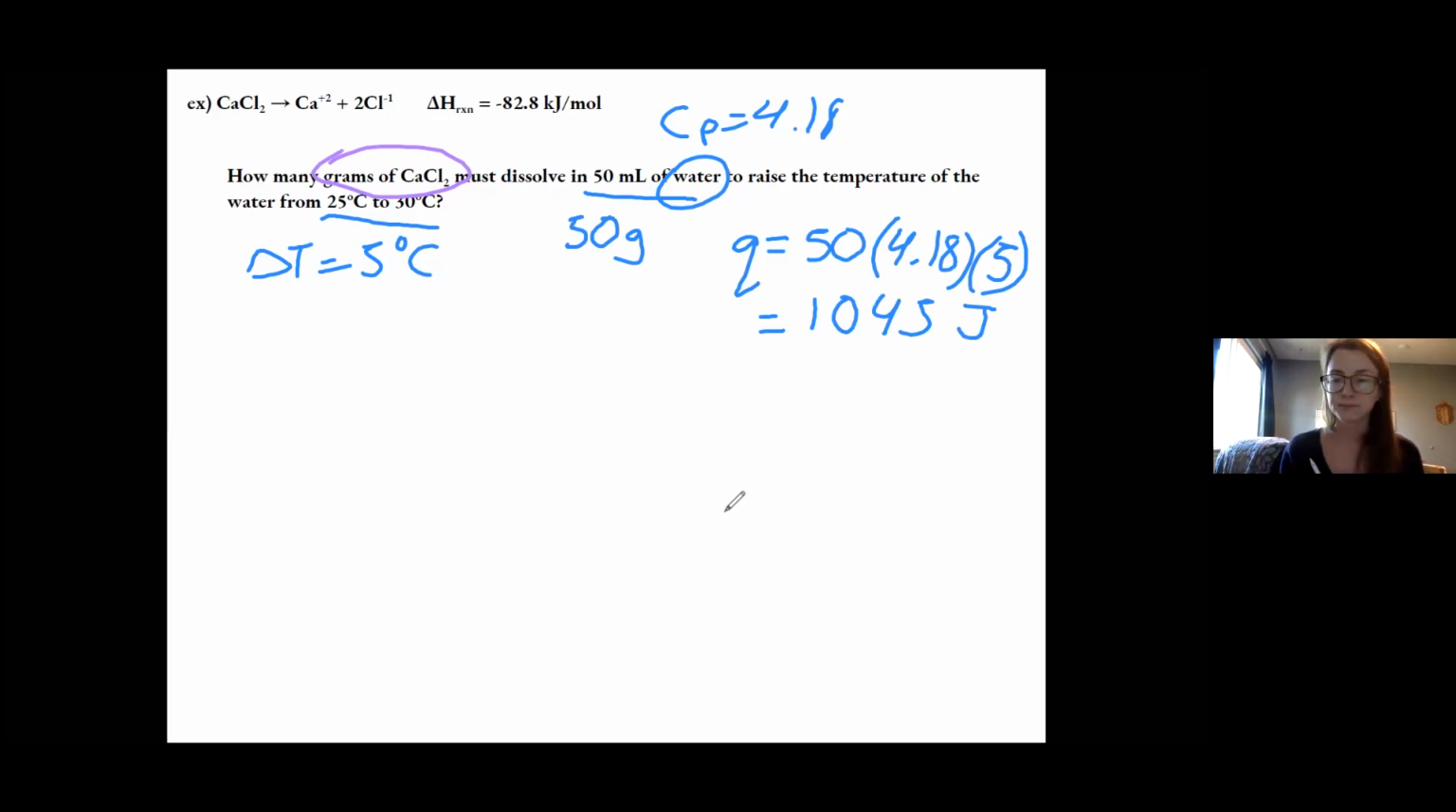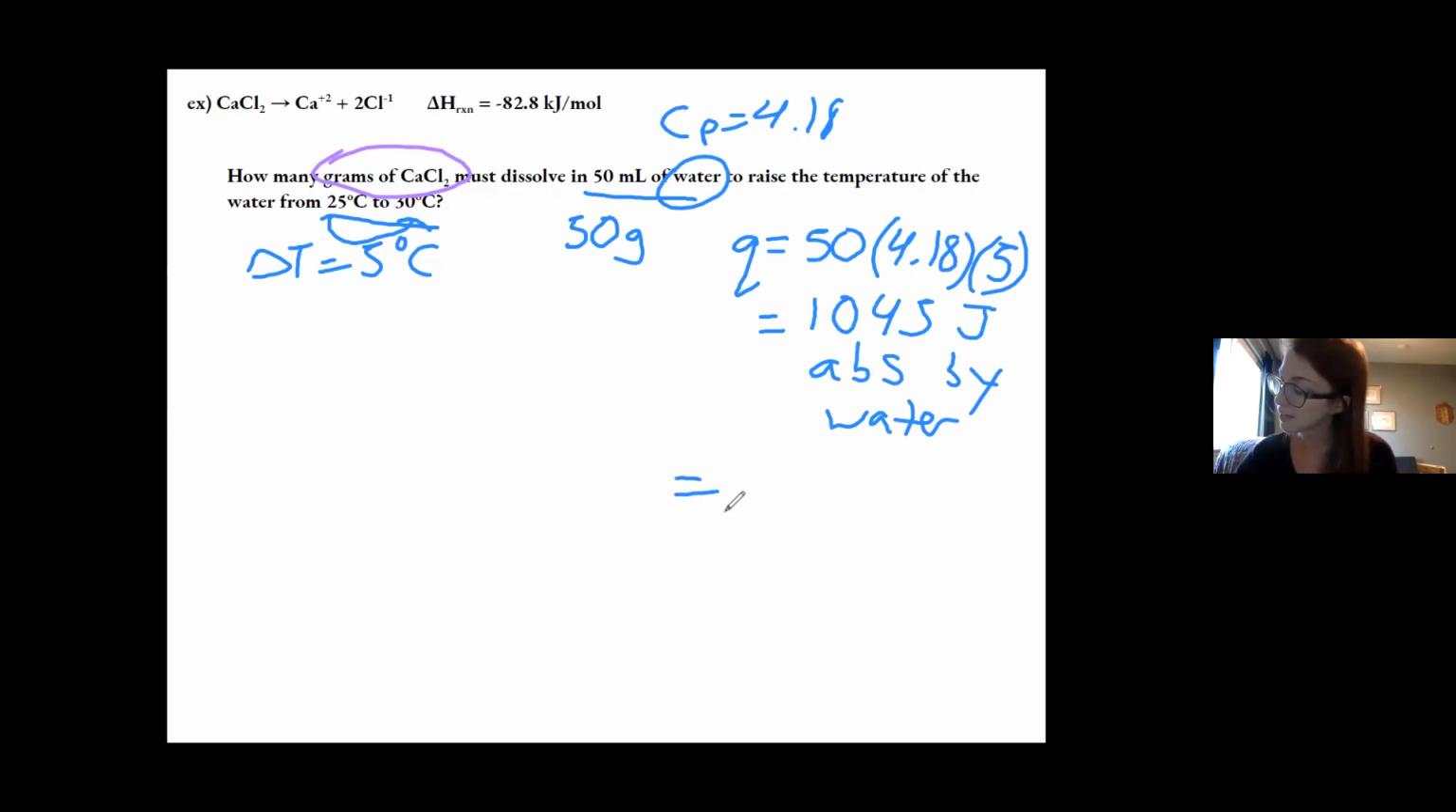That is the heat. Let's see if it's absorbed or released by the water. Well, 25 to 30, the temperature is going up. Therefore, this heat was absorbed by the water. And if the heat was absorbed by the water, we know that the water is getting the heat from the reaction. So we could say that it's 1,045 joules released by the reaction. In this case, it's a dissolving reaction.